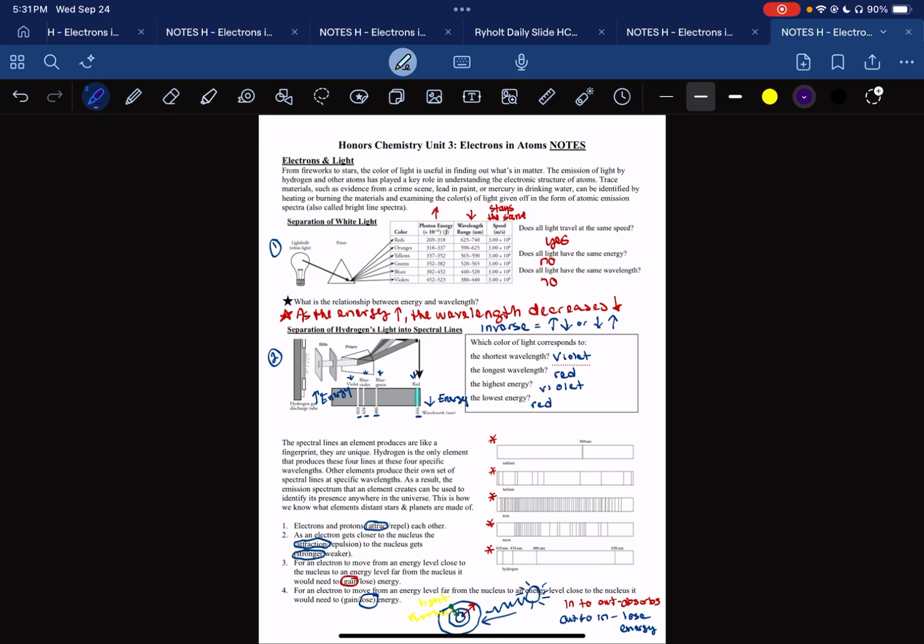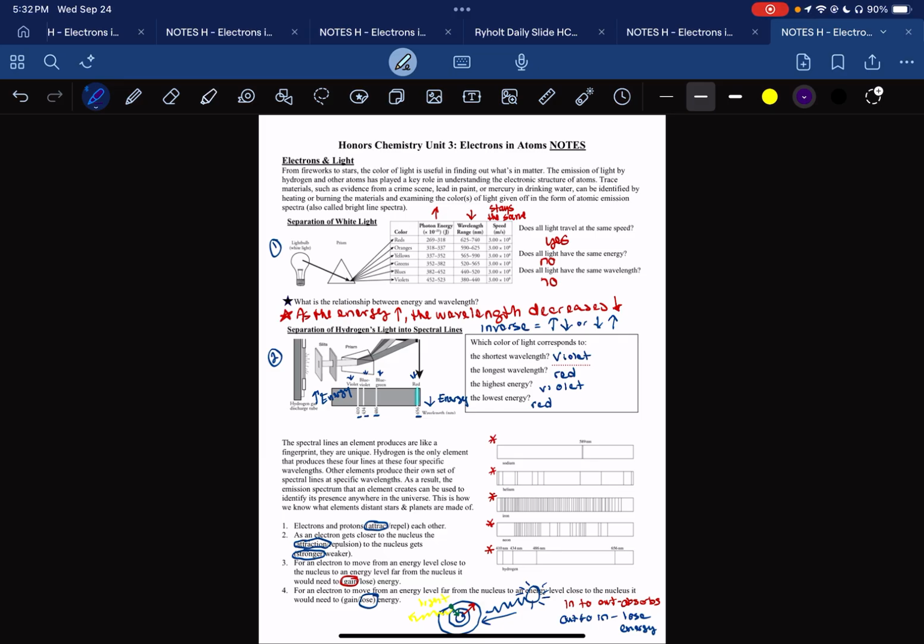But the big takeaways from this lesson: the relationship between energy and wavelength. You've got to remember, energy is increasing, wavelength is decreasing, or the other way around. Energy decreases, wavelength would increase. So that's a big takeaway.